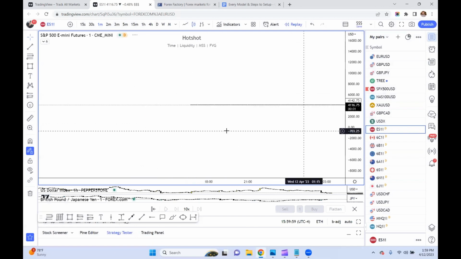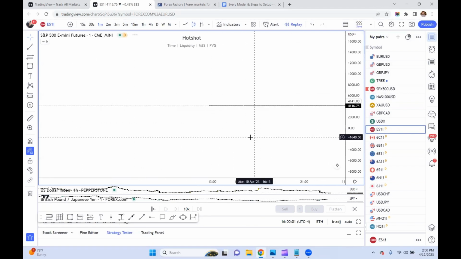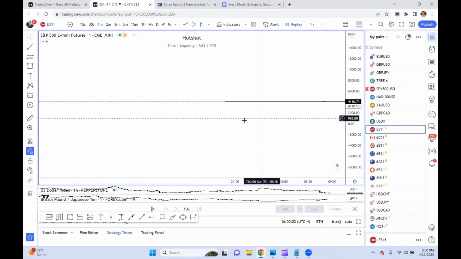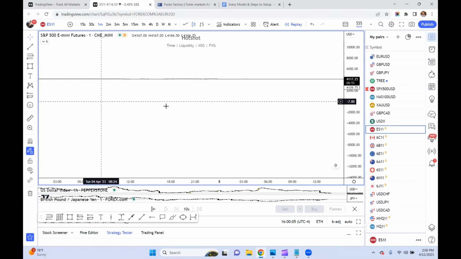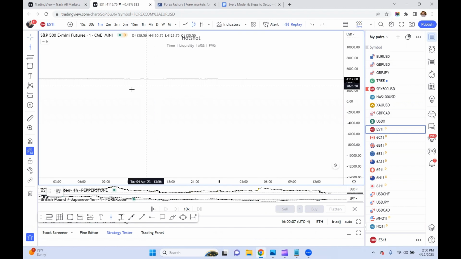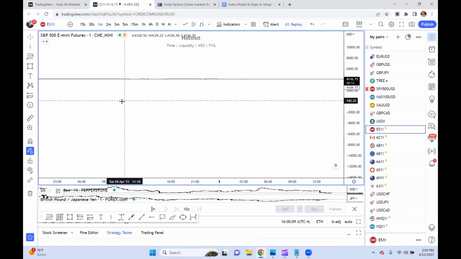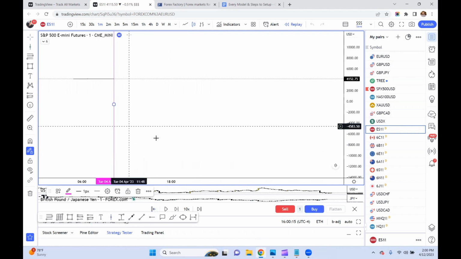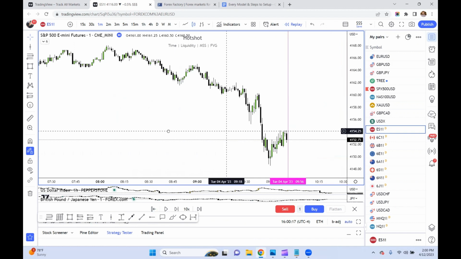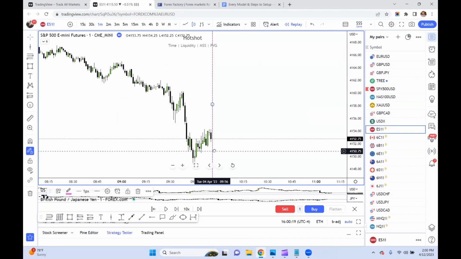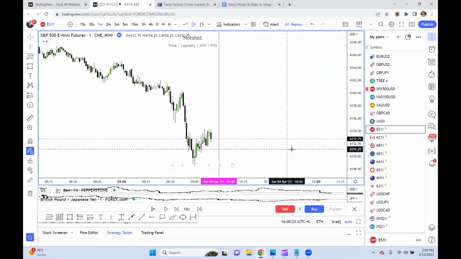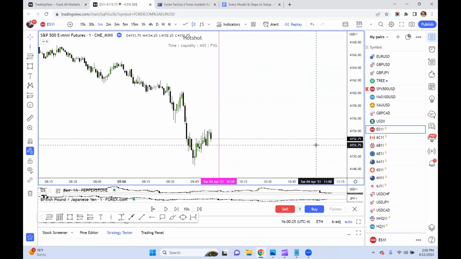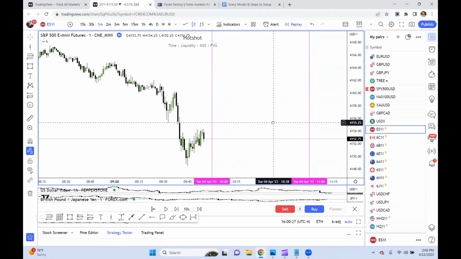So let's go to last week. Okay, let's go to maybe Wednesday, the middle of the week or something. Or let's do Tuesday. So 10 on Tuesday. Let's go right there. Oops, not with the replay tool. All right, right there. Boom. So here is 10 to 11. This is where the setup is going to form out, okay?